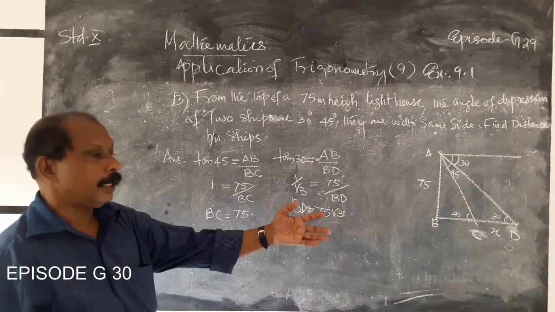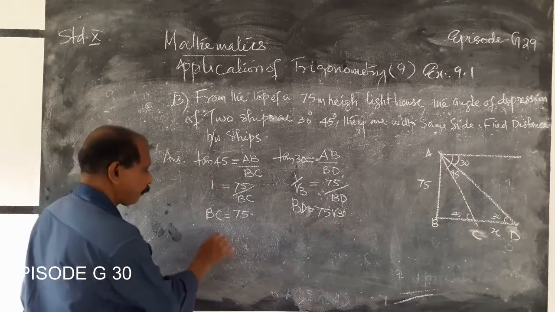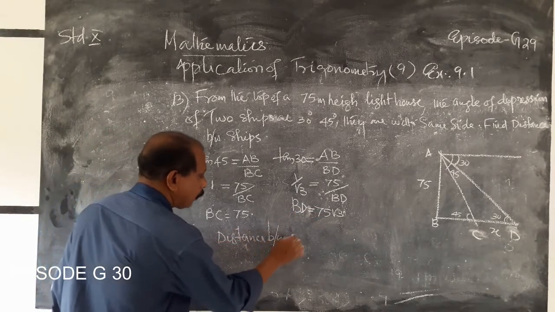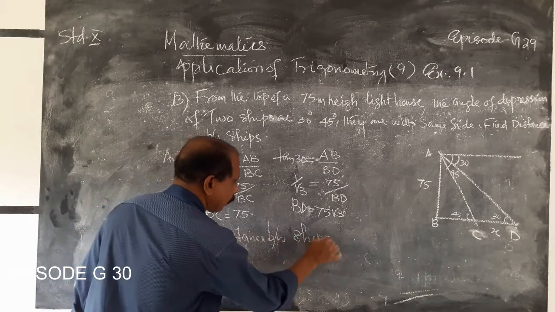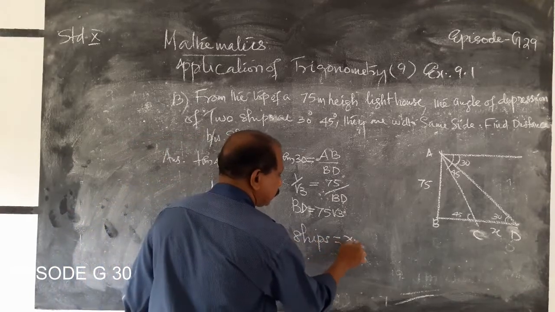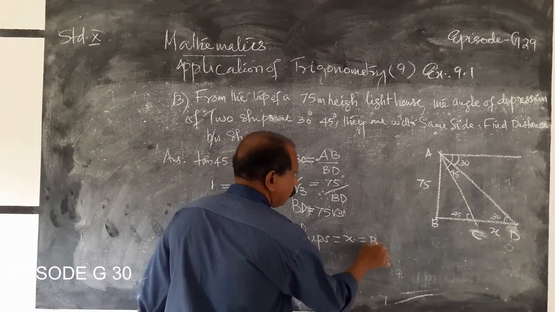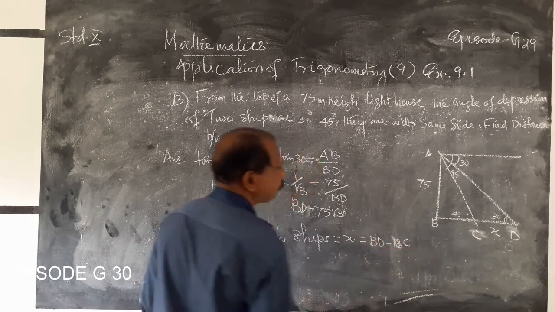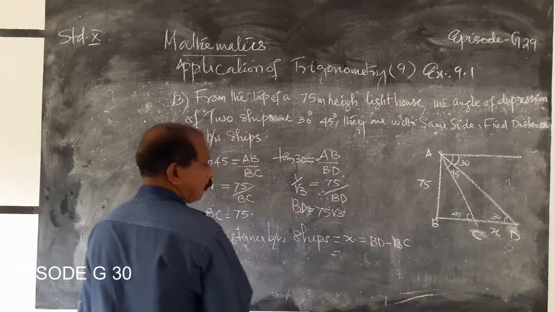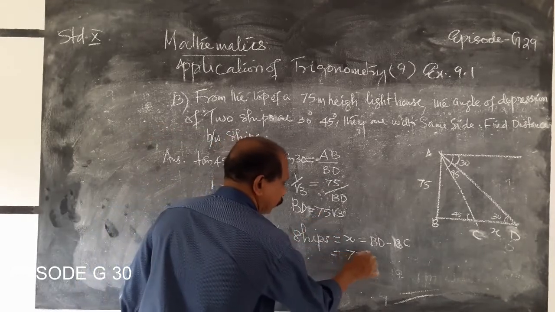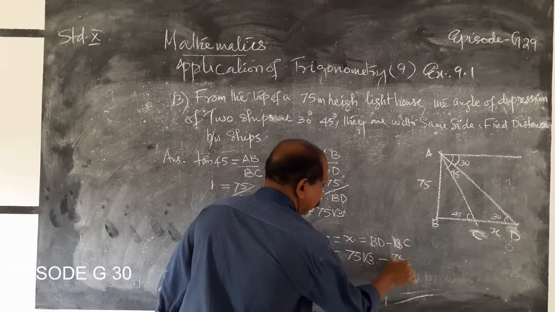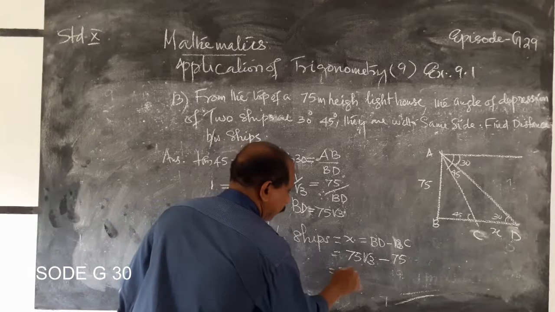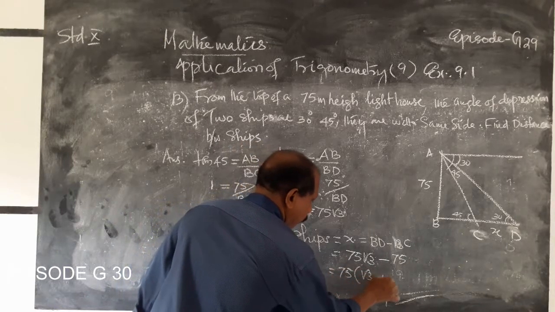Then CD is the distance between the ships. The distance between the ships is equal to x, which is equal to BD minus BC. BD is equal to 75 root 3, minus 75. That is equal to 75 into root 3 minus 1.